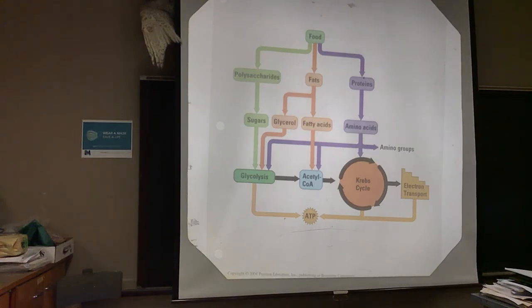The amino groups, which is where the ammonia comes from, come off to the side. And what you get out of the amino acids either fits in here or fits in there, depending on how big it is. So these are all ways to feed into this process and produce ATP.